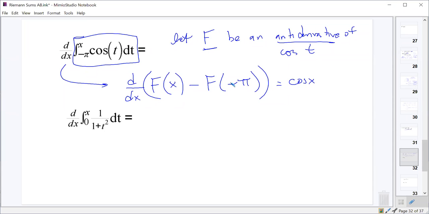What about capital F of negative pi? Well, negative pi is not a variable. Negative pi is just a number. And capital F is just a function.